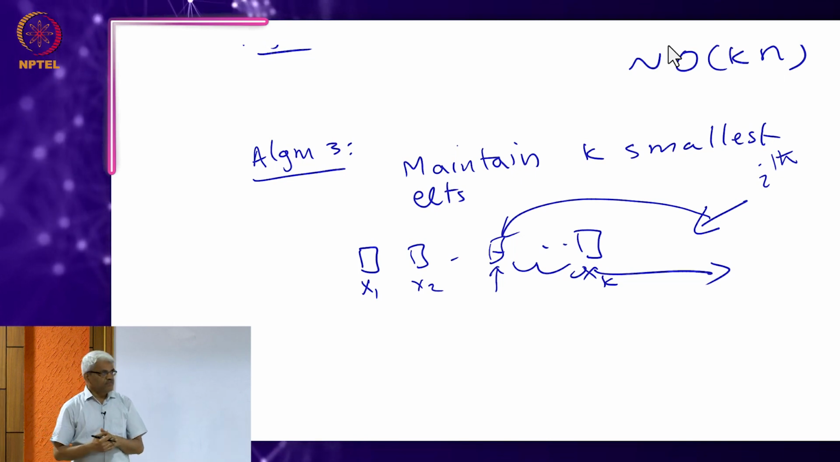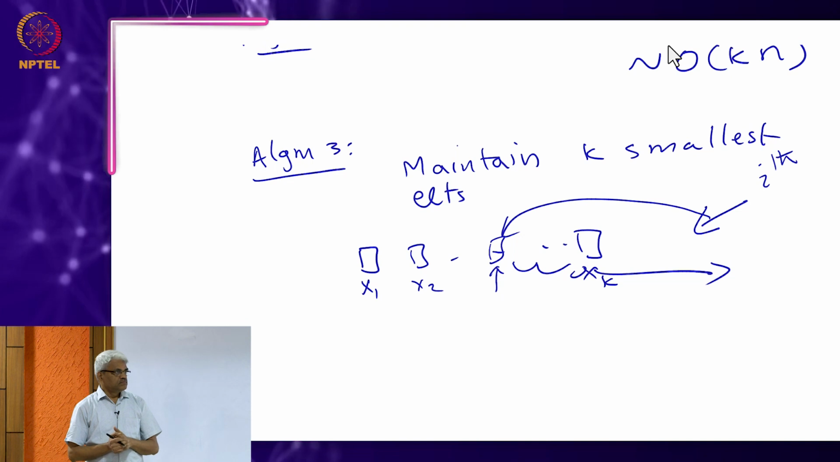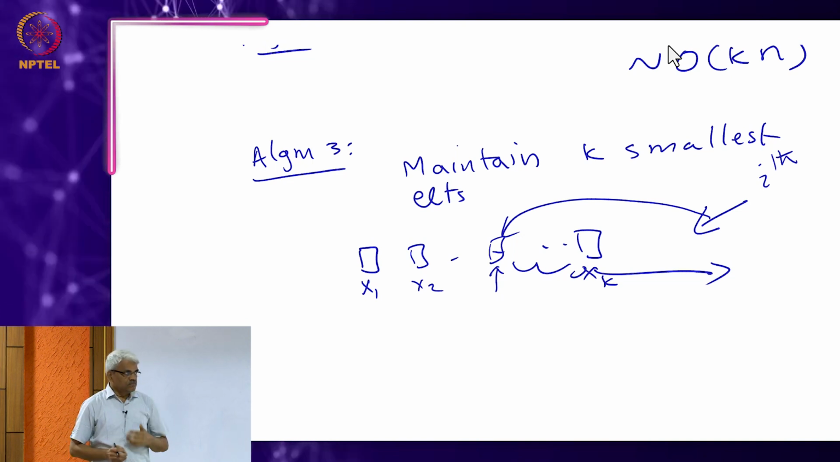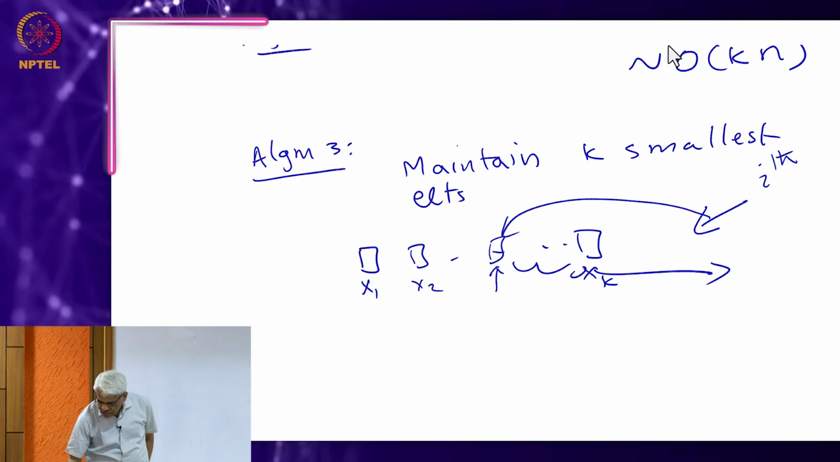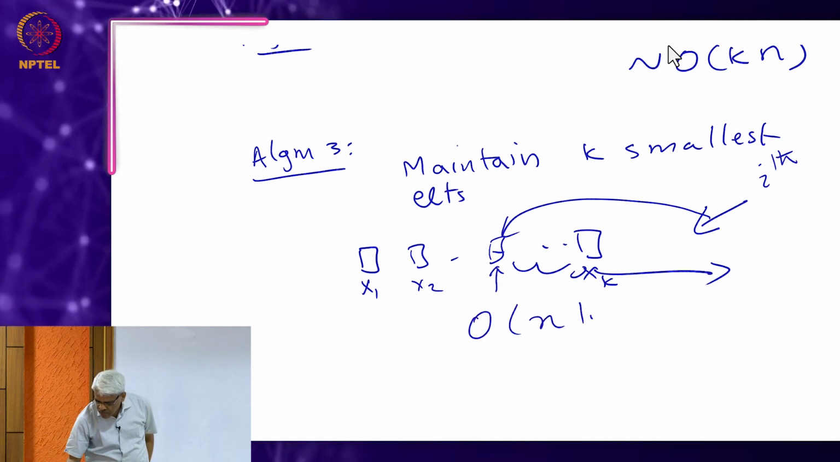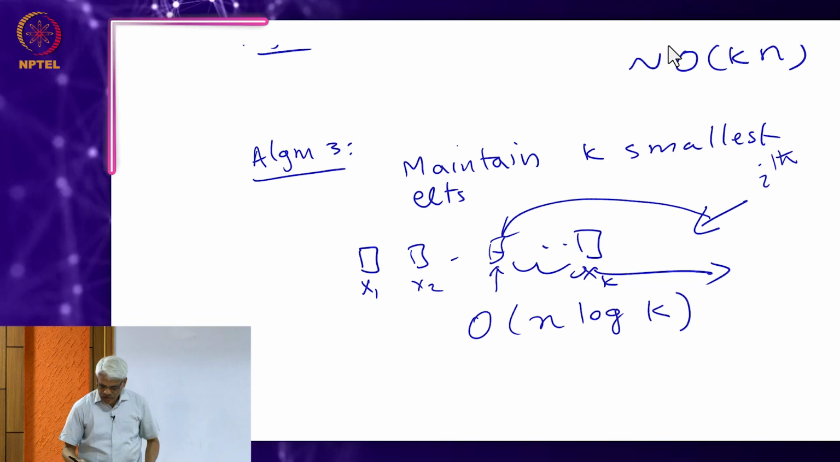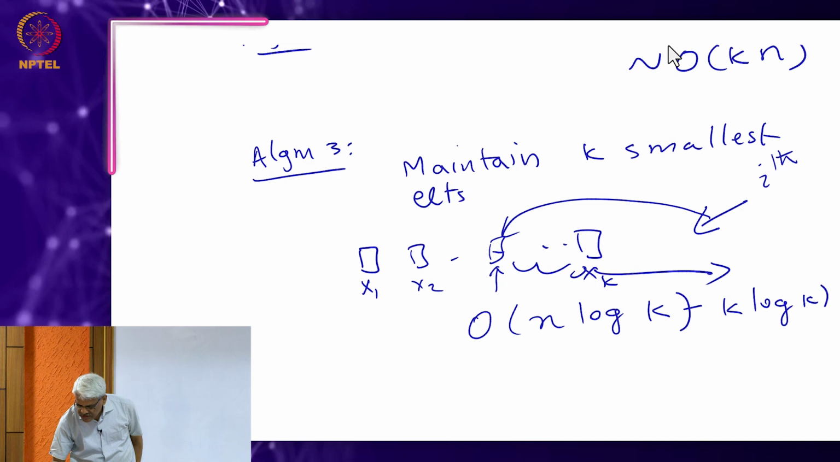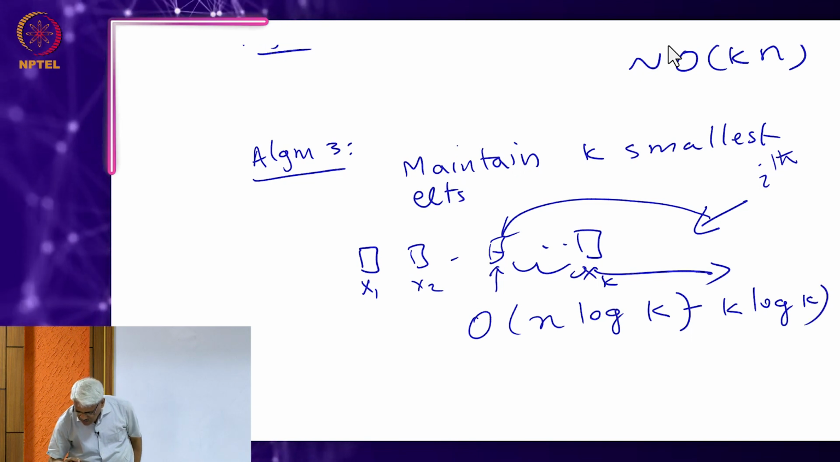So total time will be n log k, plus k log k, right? Because initially I take the first k elements and I am sorting them.